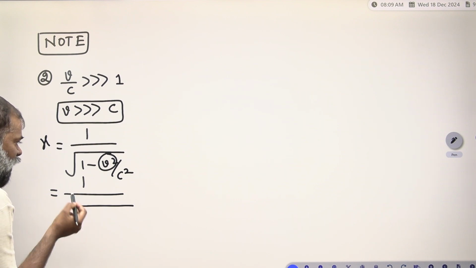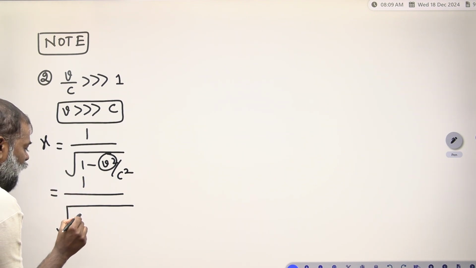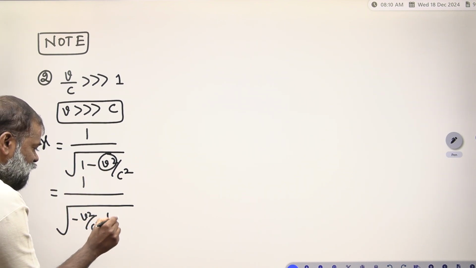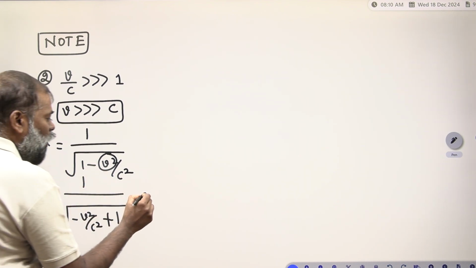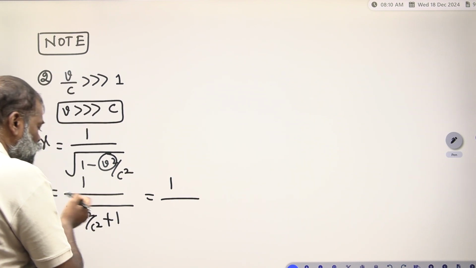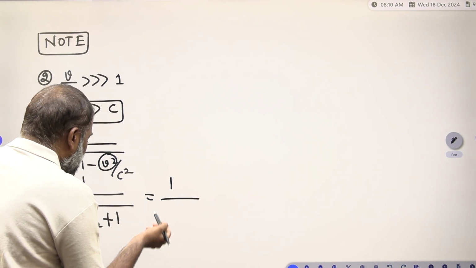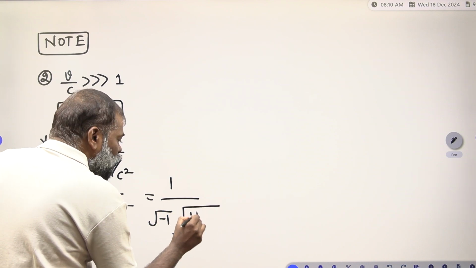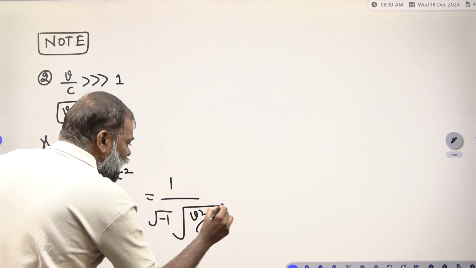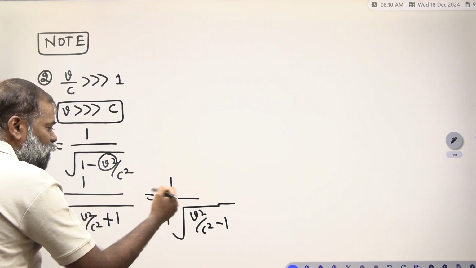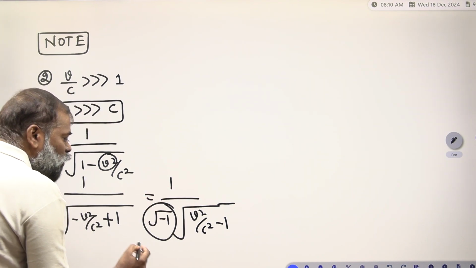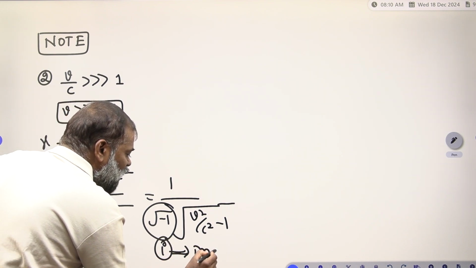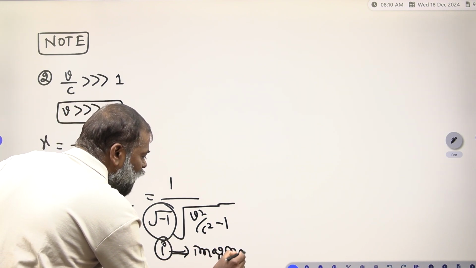So, you have to take this as minus v square by c square, so you have to write it as plus. Now you have to bring minus 1 outside. So what will happen? You have root minus 1 times the square root of v square by c square minus 1. The root of minus 1 is equal to i. This is the imaginary part that will come. Which part is it? Imaginary part.